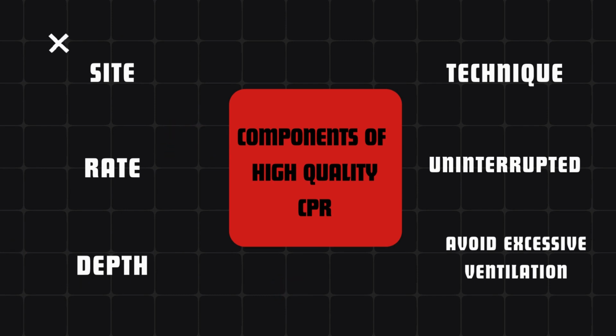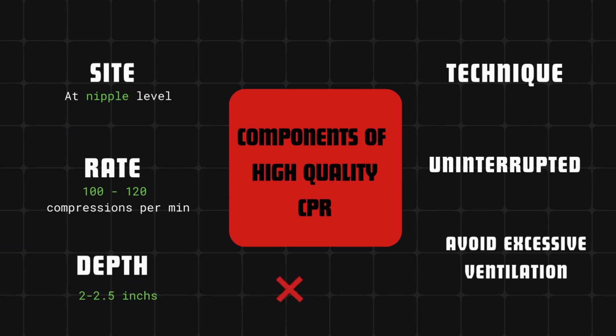Let's look at it one by one. The site should be at the lower sternum, at nipple level. At a rate of 100 to 120 compressions per minute. To a depth of 2 to 2.5 inches or 5 to 6 centimeters in adults.